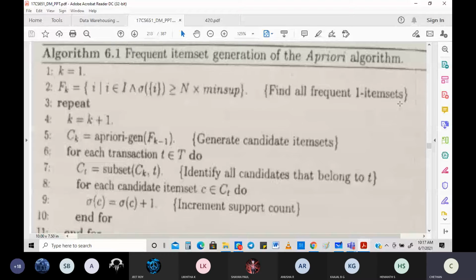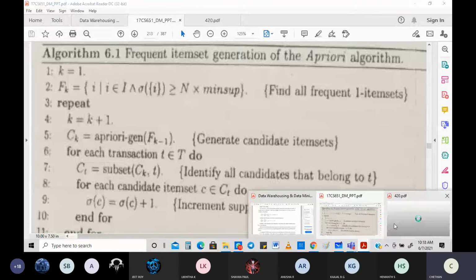Then you are going to keep on repeating it, where you can see k is equal to k plus 1, which basically means go for the next one: 2 frequent item sets, 3 frequent item sets. For that you need to keep on generating the candidate item sets, CK. What is CK? First it will be K equal to 1, so C1, then C2, then C3. That's what you are going to see in this example.